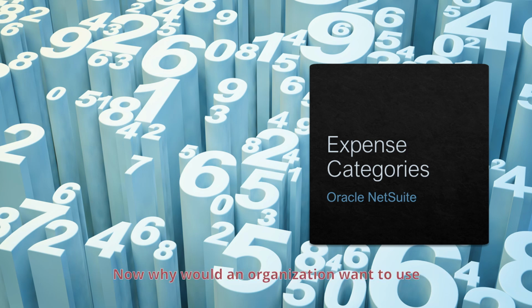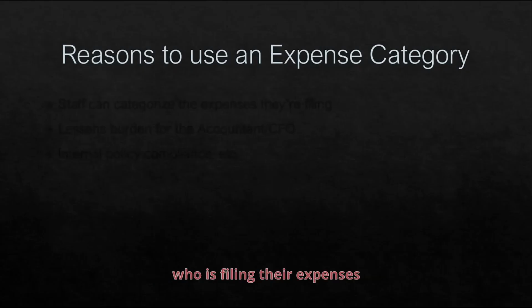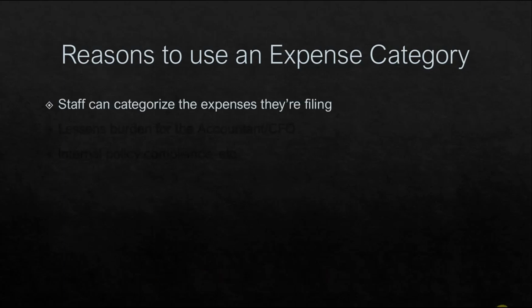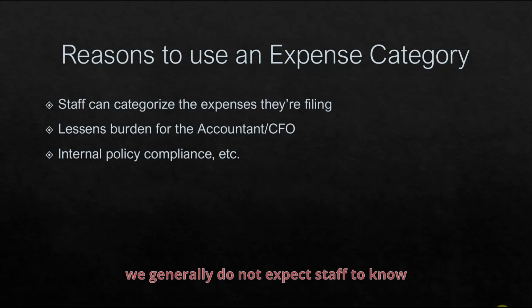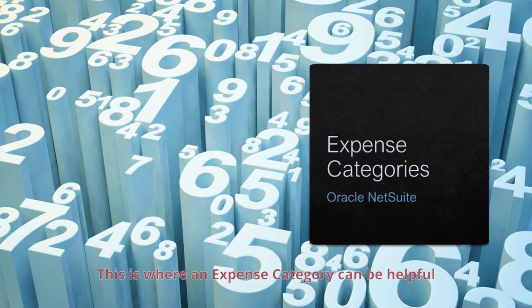Now, why would an organization want to use this NetSuite feature when it's not something that's mandatory? For one, it helps a staff member who is filing their expenses to have the ability to self-categorize their expenditures. Perhaps with the exception of staff from the finance department, we generally don't expect staff to know what the general ledger account code is for a particular expense that they're filing for. This is where an expense category can be helpful.